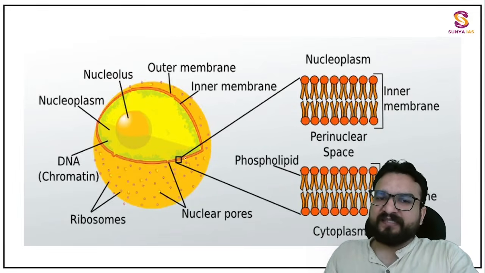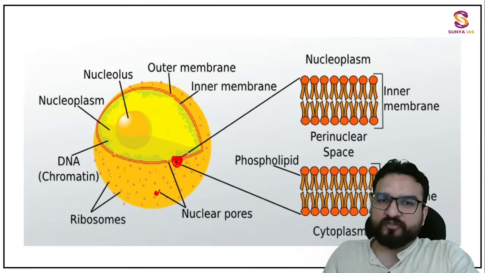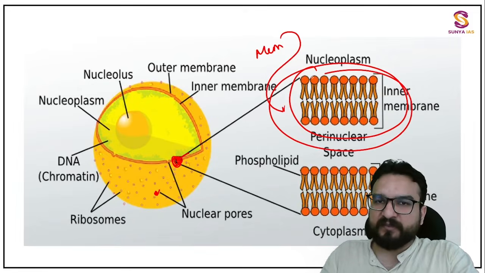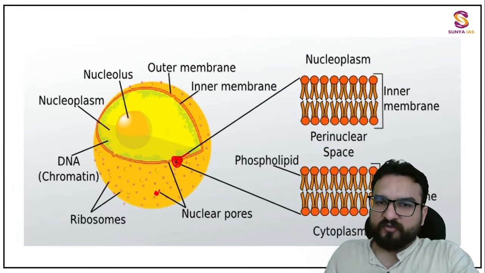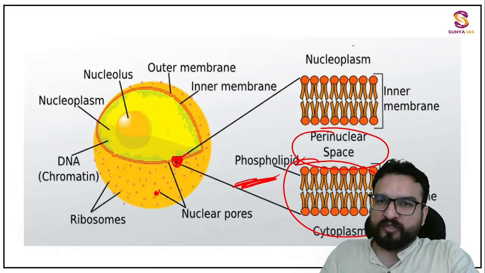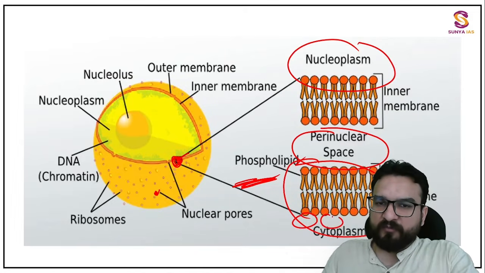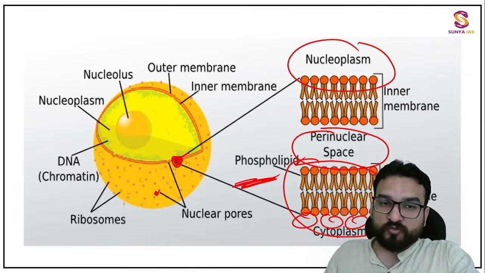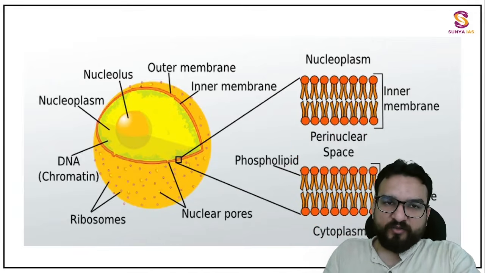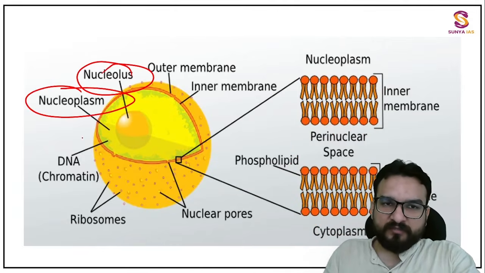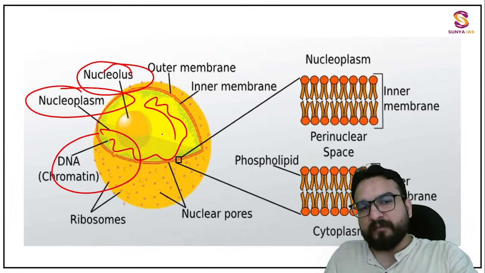Now again you can see the same diagram over here. Pores are present, the nuclear membrane is there, and always remember that a membrane contains phospholipids. This is nothing but a representation of phospholipids. See, phospholipid is also written. This is the perinuclear space. On the outer membrane you will be finding ribosomes also. Then you have this nucleolus, nucleoplasm and chromatin over here. This is your chromatin present.